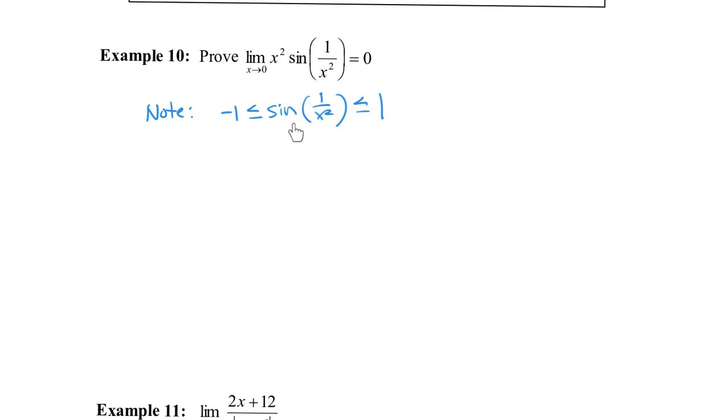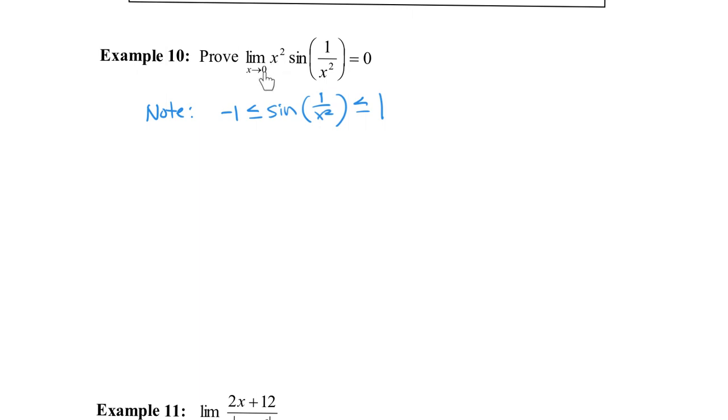Sine and cosine both have a range from -1 to 1. So it doesn't matter what I plug in here. The result, the sine of whatever this is, will be stuck between -1 and 1. So we can say this for sure. And also, we know that as x approaches 0, and I plug numbers in here and square them, it doesn't matter positive or negative. Whatever I plug in here, I'm squaring it. So x squared is going to be greater than 0.